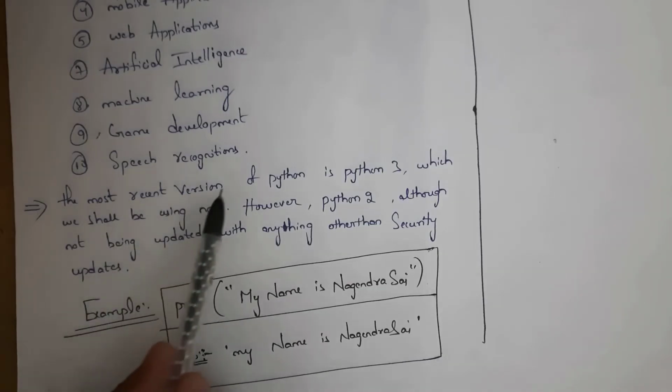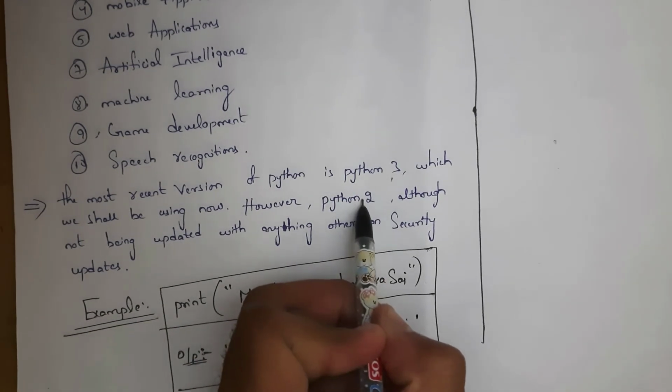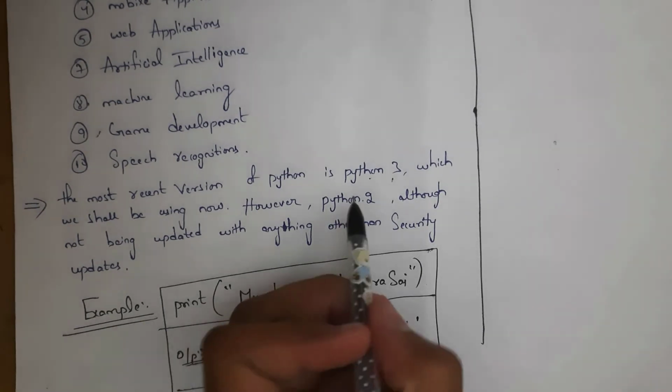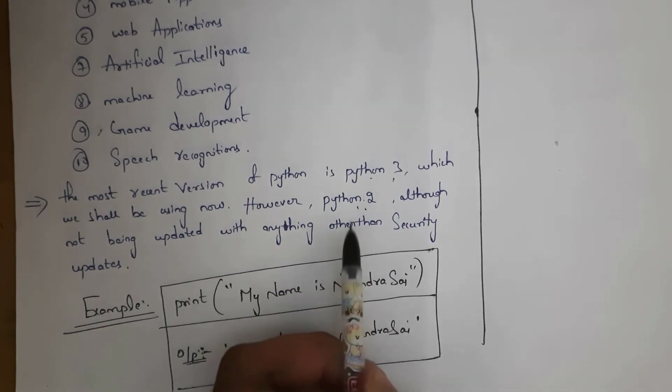The most recent version of Python is Python 3, which we are using right now. Python 2 is an old version, whereas Python 3 is the new version. There are many features in Python 3 when compared to Python 2. Python 2 is not being updated with any other features except security features.